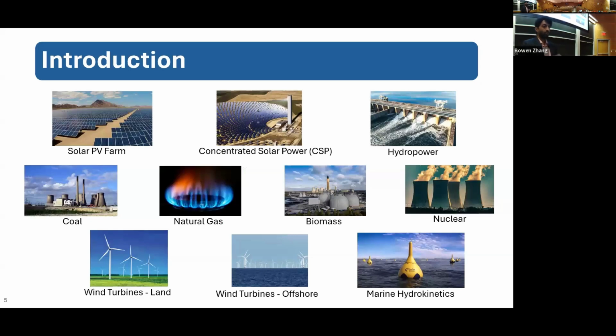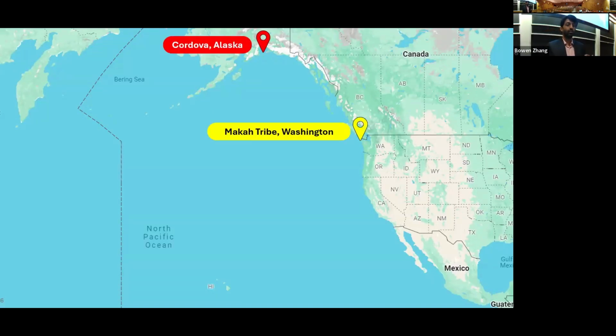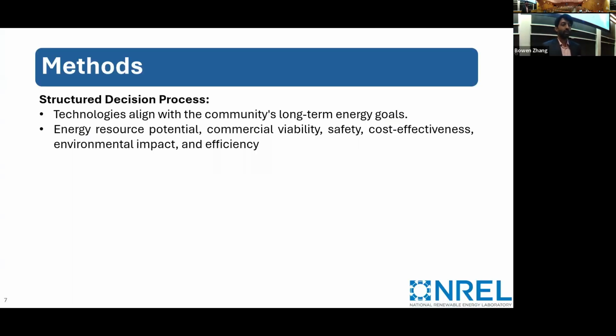So in this framework, we have considered multiple technologies, which include solar PV farm, concentrated solar power, hydropower, coal, natural gas, biomass, nuclear, wind turbine, land-based or offshore, and also marine hydrokinetics. We have considered three different remote communities. First one is Cordova, Alaska. Another one is the Makah tribe in Washington, and the third one is Molokai, Hawaii.